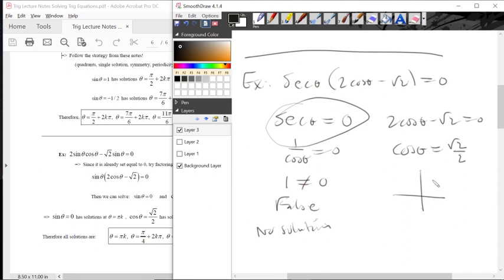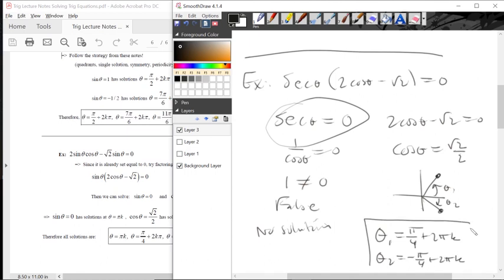Again, cosine is going to be positive if we are in quadrant 1 or quadrant 4. Okay, so we have theta 1, and we have a theta 2. And those solutions then, in radians, would be pi over 4 plus 2 pi k for the quadrant 1 solutions, and theta 2 we could say, how about negative pi over 4 plus 2 pi k. Okay, and that would be all the solutions, and therefore all the solutions to the original equation.